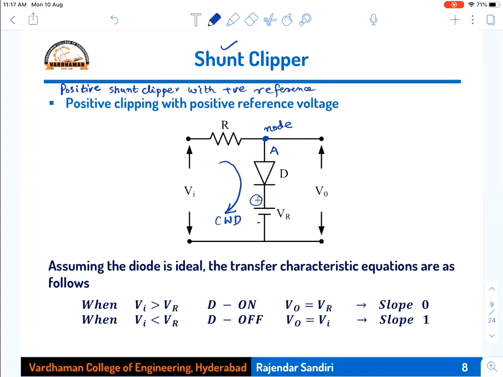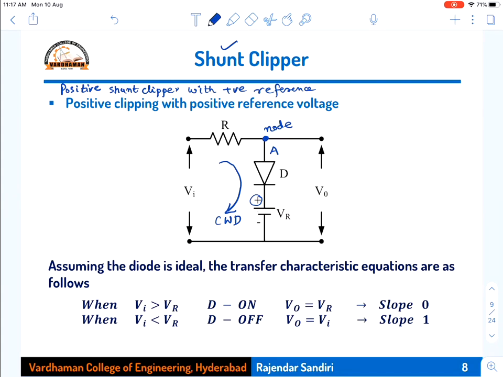I hope you have understood how I am naming the circuit. Positive shunt clipper with positive reference. Positive because the node is connected to the anode. Shunt clipper because the diode is connected between input and output. With positive reference because in the clockwise direction the battery exists in the branch and its polarity is positive. So the circuit diagram is given, and you have named it a positive shunt clipper with positive reference.